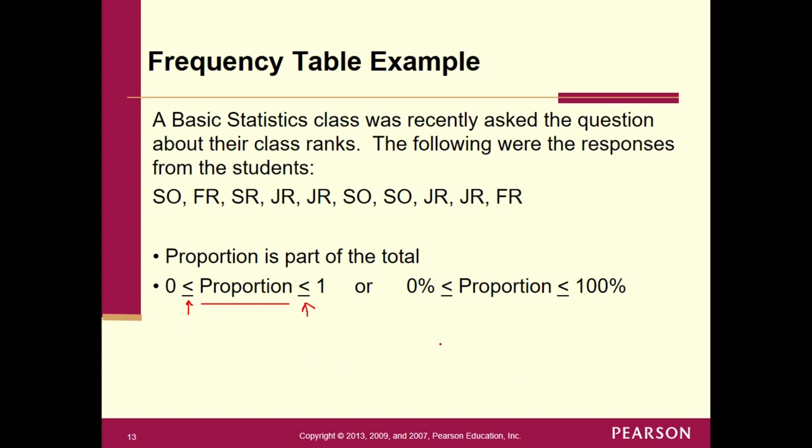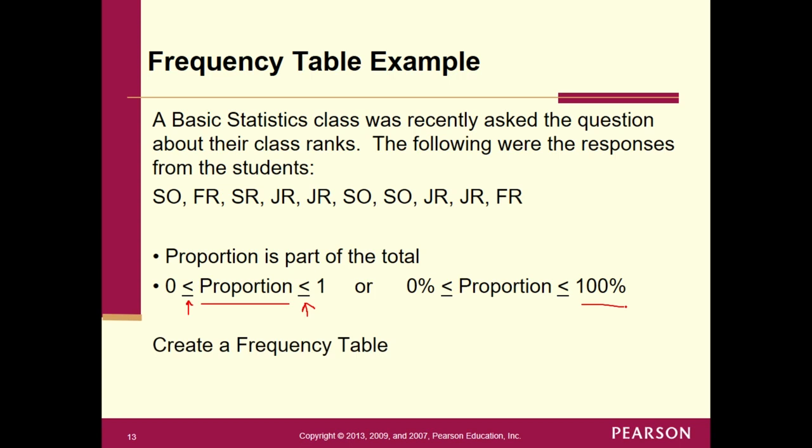Now if we translate this, so this is more of a decimal form here, think of it this way. Over here I changed it into a percentage, and so 0 translates into 0%. And what does 1 translate into? That translates into 100, all of it, all of something. Okay, 100%.